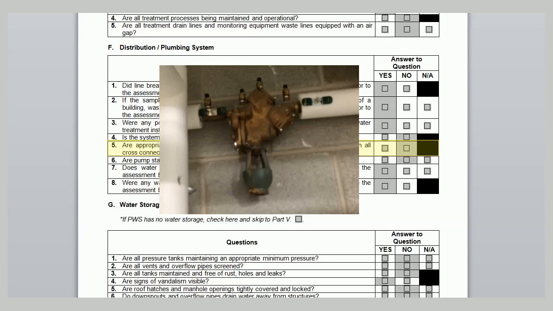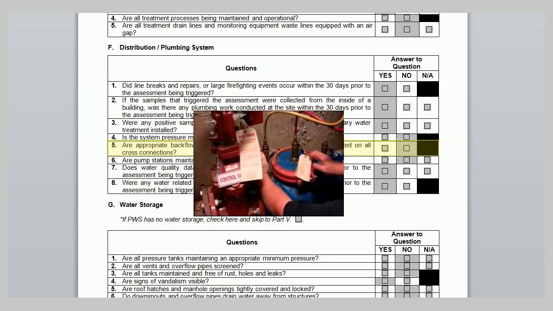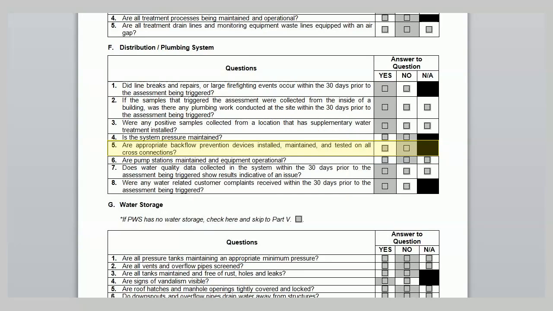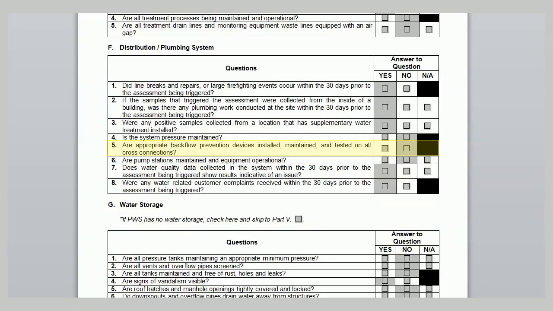If you have any backflow preventers that can be tested, such as a dual check valve or reduced pressure zone preventer, be sure to have it tested annually. Fire sprinkler systems usually require this type of preventer. Do your outdoor hose bibs have a backflow preventer spigot? You should at least install a screw-on vacuum breaker for all outdoor spigots. Check no if you find that you are missing backflow prevention devices or they are not operational on cross connections.